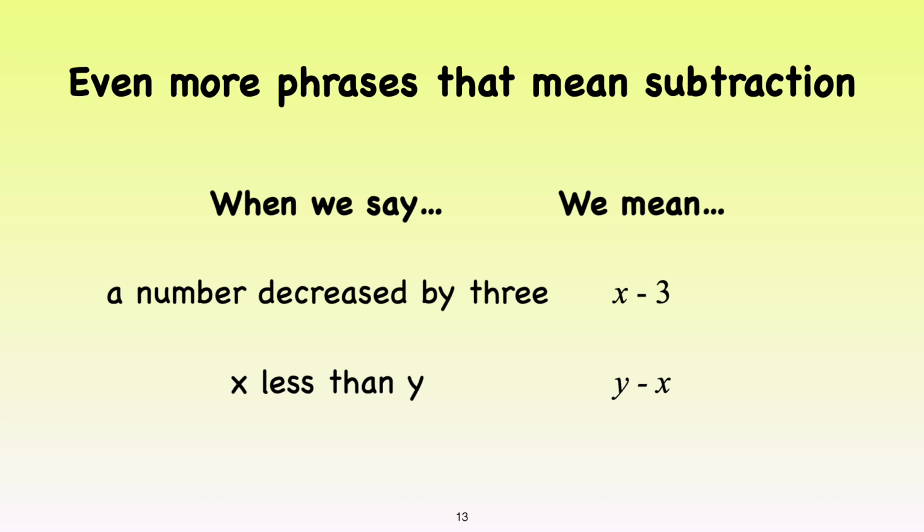And some more. A number decreased by 3 is x minus 3, and x less than y is y minus x. Note that whenever you see the phrase less than, the part we named first comes after the part we named second. The less than phrase is the one that will trip us up the most.